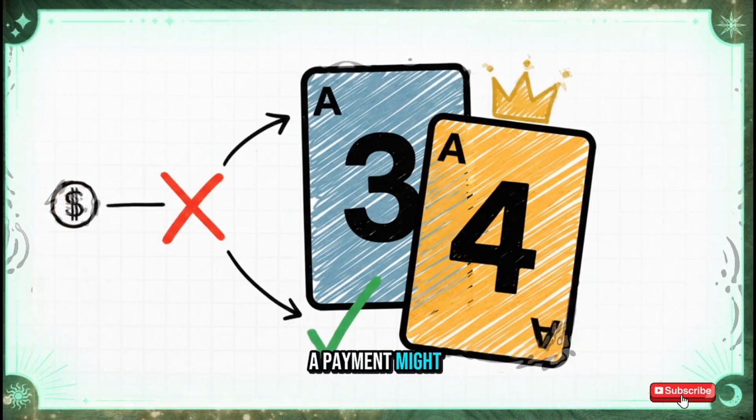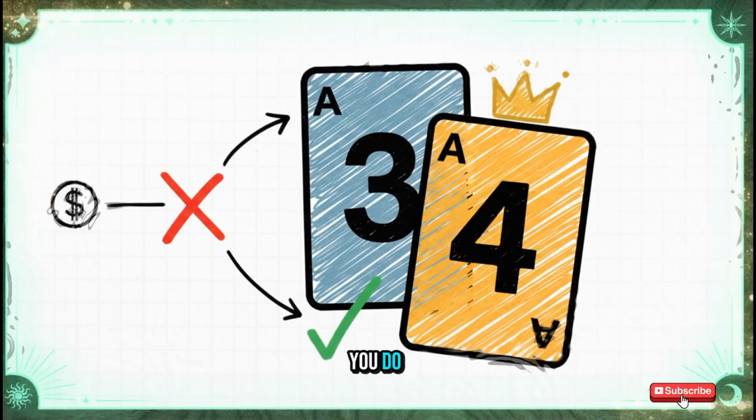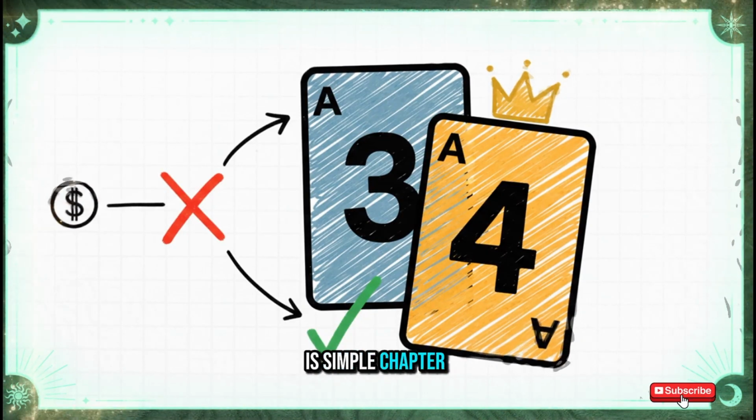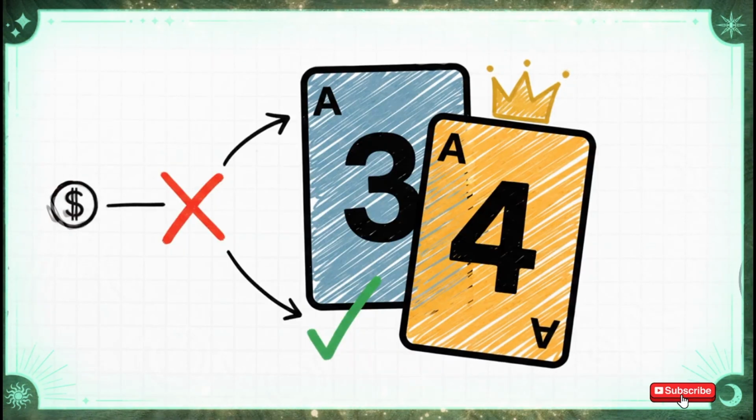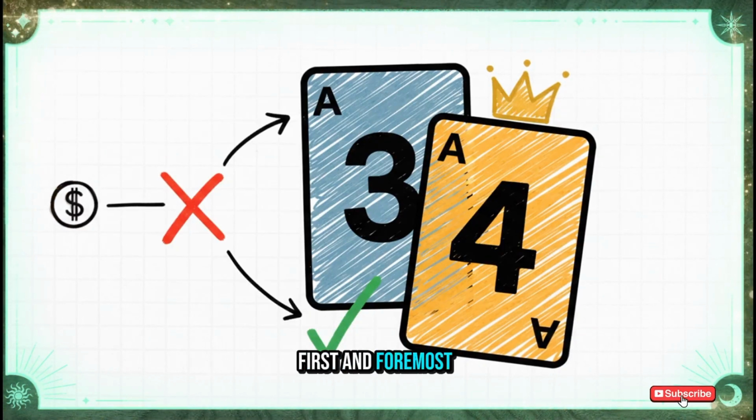A payment might look like it falls under both sets of rules. So what do you do? Well, the rule is simple. Chapter 4 always wins. It takes priority. It's the trump card. The IRS wants to enforce those FATCA rules first and foremost.